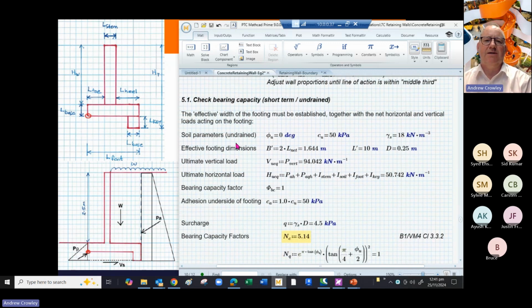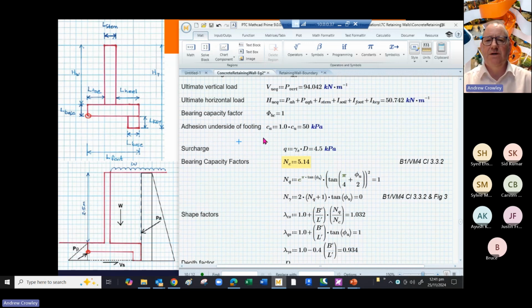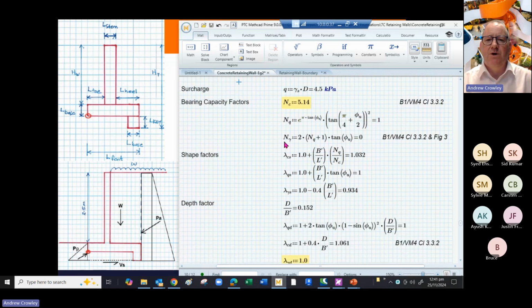The next thing to look at in the earthquake case is the bearing capacity. So this is again short-term and undrained. We've gone through the soil parameters before, and we've worked out the loading before, vertical and horizontal. We're using again adhesion under that footing of 1 CU, which works out as 50 kPa, and we work out our bearing capacity factors again.